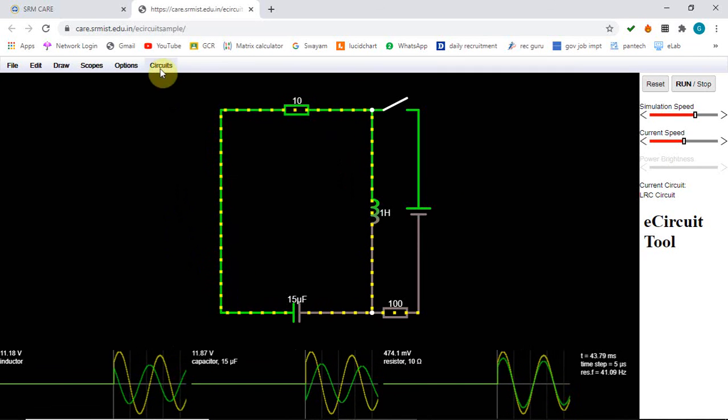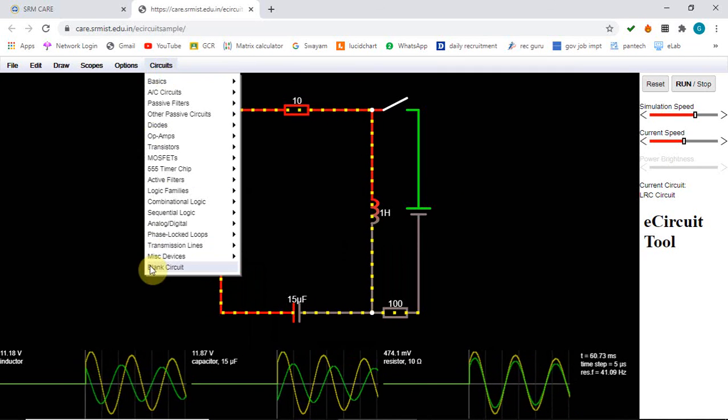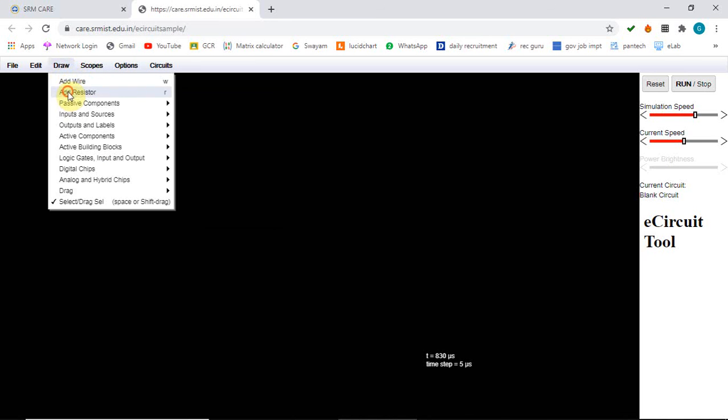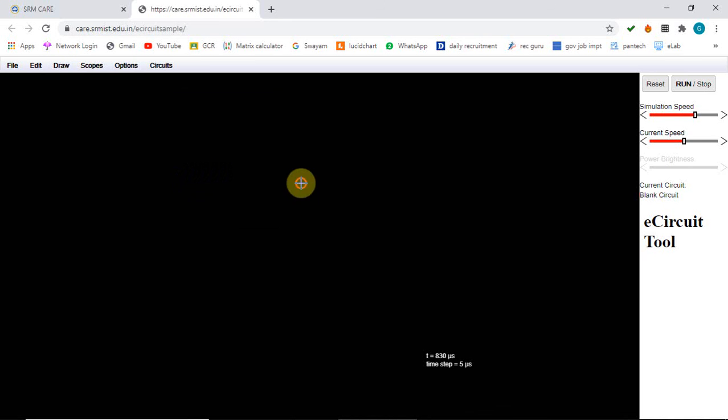So go to circuits and create a blank circuit, right? So what are the components we require? We require a DC source, resistor, inductor and a switch, right? So draw it. We need a resistor.